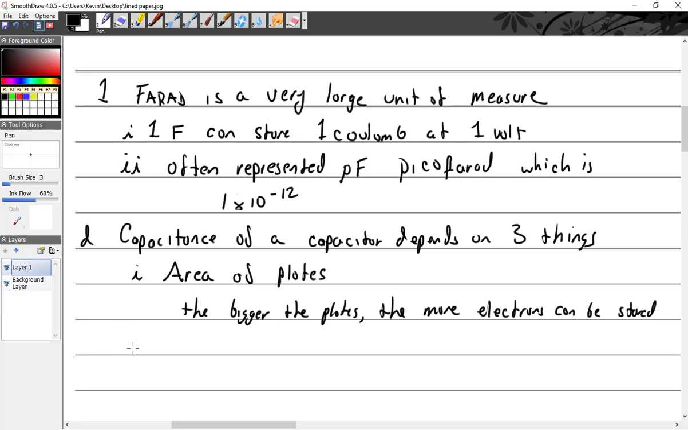Only the side that faces the other plate? Yes, but they aren't necessarily just parallel plates. They can be rolled, so the outside of it wouldn't be. Depends on how it's rolled.